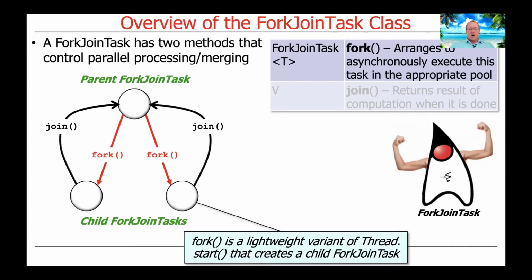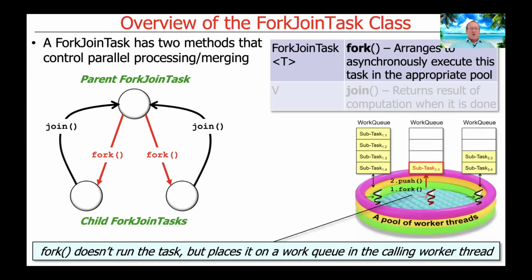And you can think of fork as basically a lightweight variant of thread start that creates a child ForkJoinTask and then arranges to have it run. And we'll talk more about what arranges means here momentarily. What it means here, of course, is that fork doesn't run the task immediately, but it places it on a work queue in the calling worker thread. And this work queue is organized as a deque, which stands for double-ended queue. And we'll talk quite a bit more about deques and how the ForkJoinPool worker threads use these deques. Each worker thread has one deque, and it uses that to essentially queue up its work.